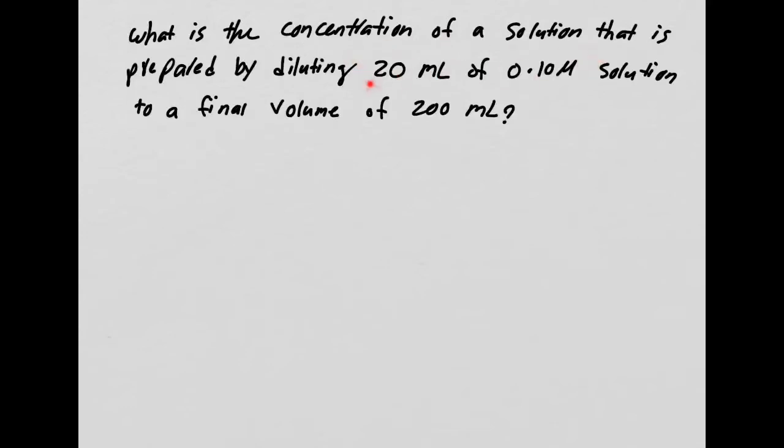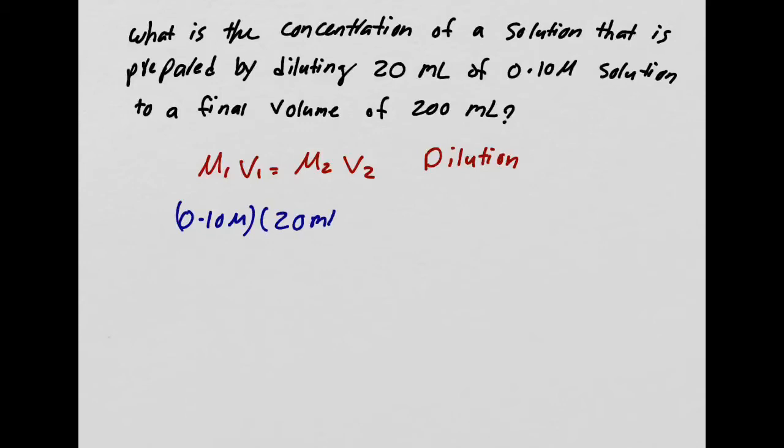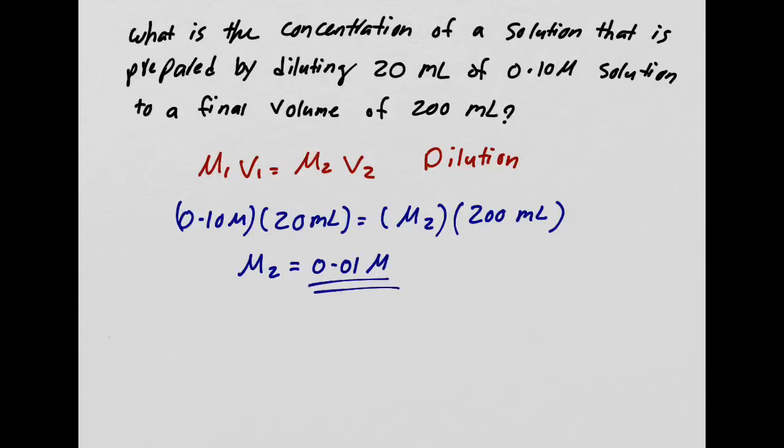Okay, what is my original solution? Whenever we have a dilution problem, you have M1V1 equals M2V2. Don't forget that. Every time we have a dilution problem, we have M1V1 equals M2V2. Do not forget that. What is my M1? My M1 is 0.10 molar. How much of it do I have? I have 20 mL of it. They're asking you what's my M2. My final volume is 200 mL. Now, if I do that, my M2 is going to end up being 0.01 molar.